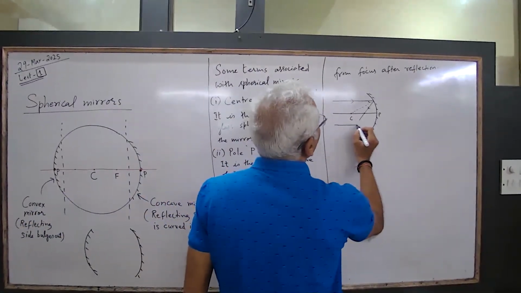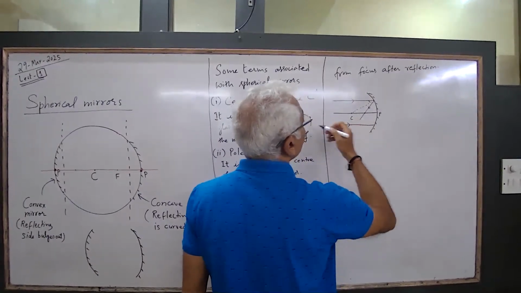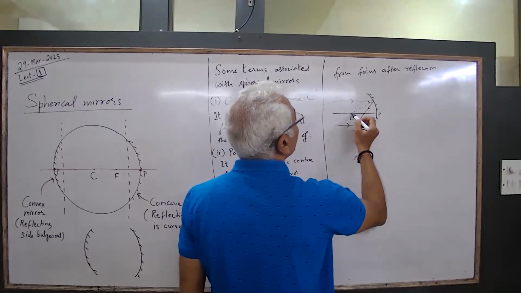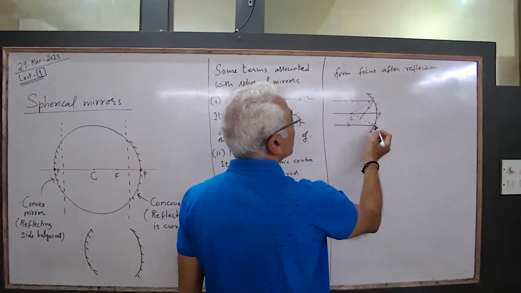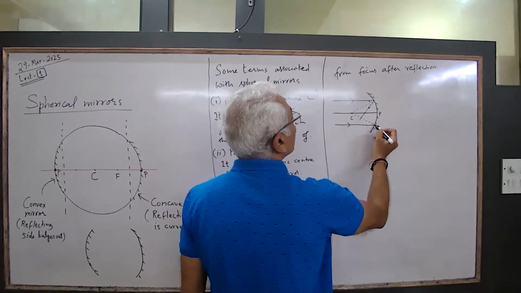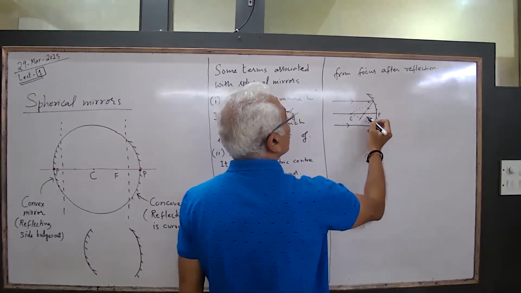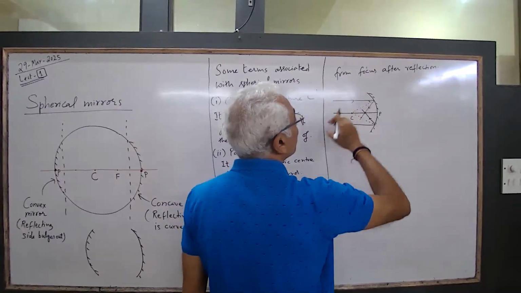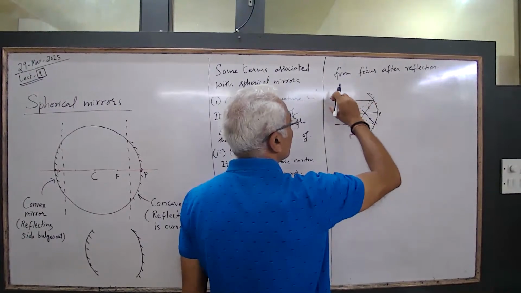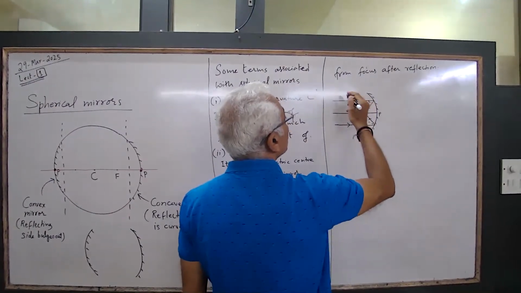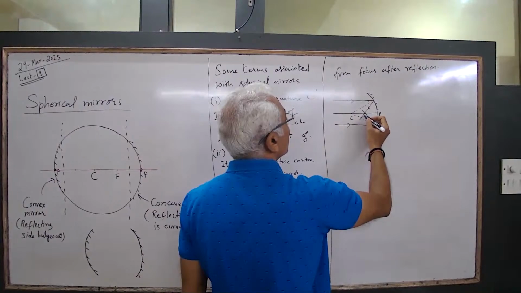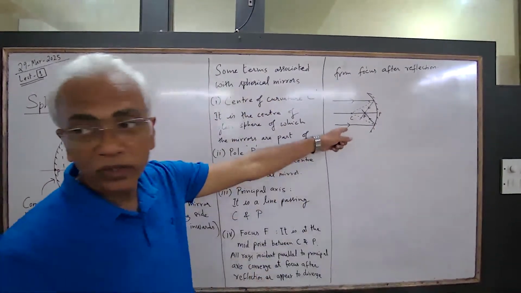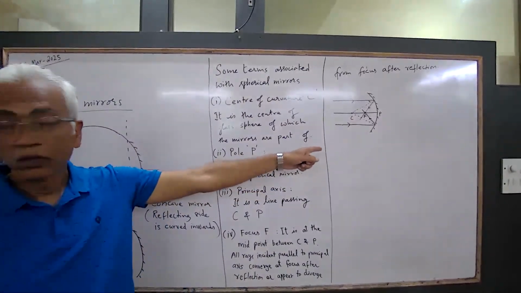Likewise, if you have another ray below the principal axis but parallel to the principal axis. Again, for this, what is the normal? C and point of incidence. Again, you can now draw the reflected ray and find that it crosses this point. So for rays parallel to principal axis, these are incident rays. After reflection, where is it passing? It is passing at a point midway between C and P. And that point is called focus or focal point.